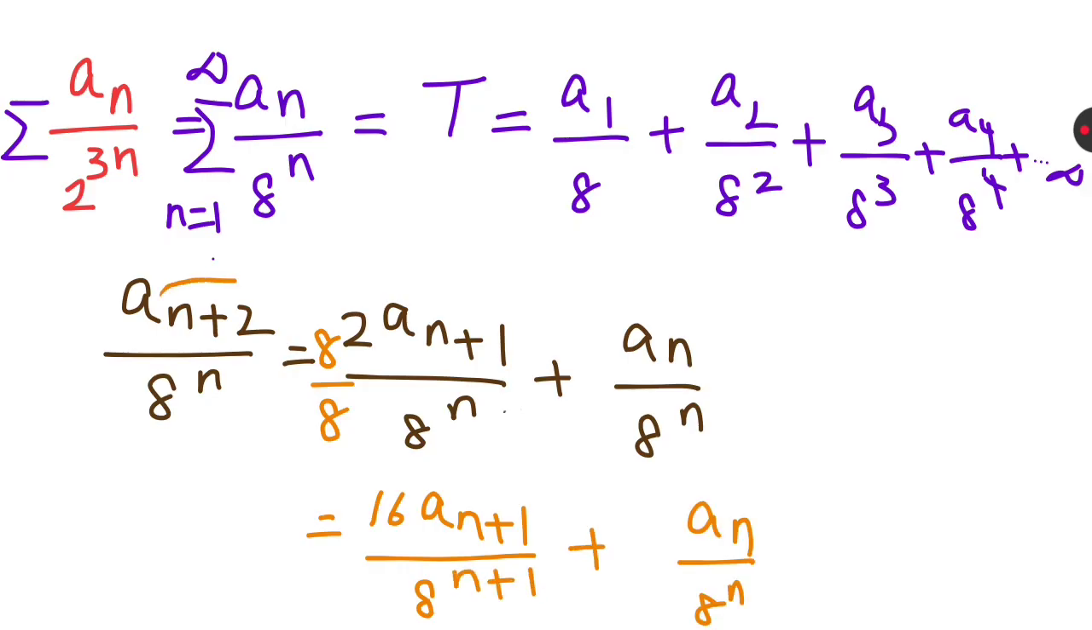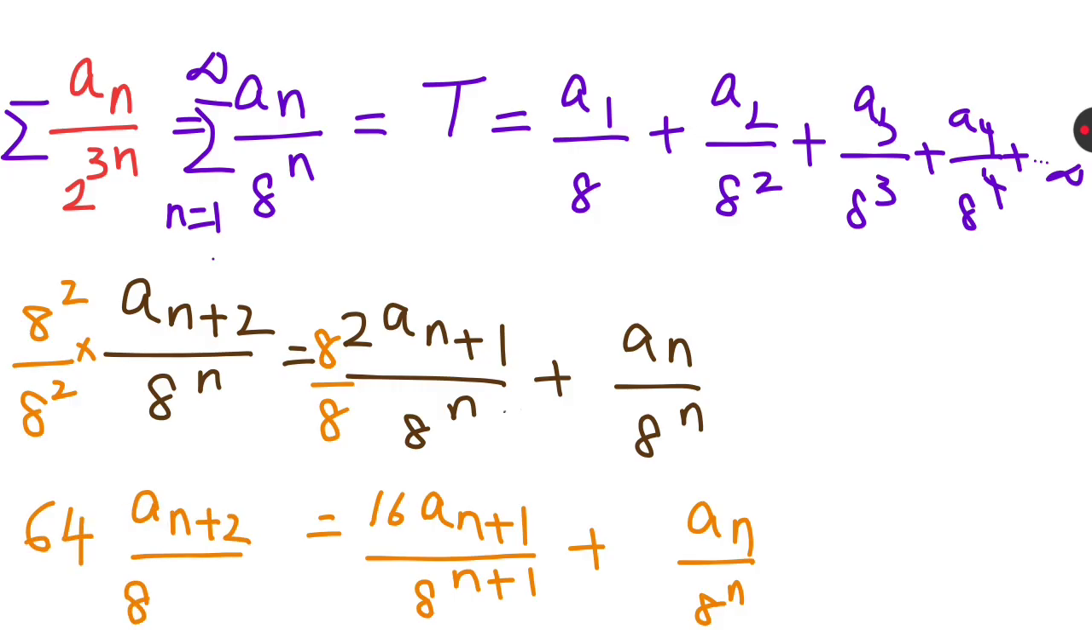Same like that, on the left hand side we have n plus 2 in the numerator and in the denominator we have only n. So for this, we have to multiply and divide by 8 raised to the power of 2. This is going to be 64a(n+2) over 8 raised to the power of n plus 2. So now here n plus 2 in the numerator and n plus 2 in the denominator. Here also the same: in the numerator we have n plus 1 and in the denominator n plus 1. And here we have an and here we have an.